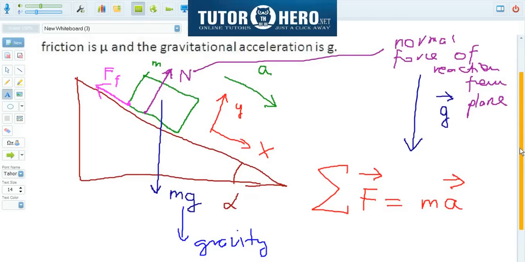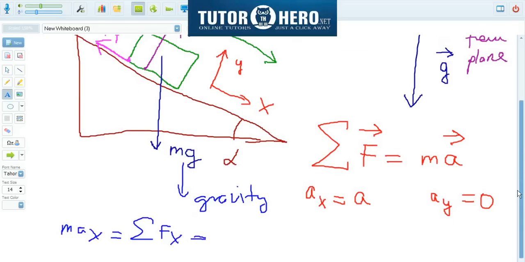Newton's law on the x-axis: you see that ax is equal to a because the acceleration is in the x direction. ay is equal to 0 because there is no acceleration in the y direction. That's why we chose the axes this way. So max is equal to the sum over all forces on the x-axis. Now, what forces are on the x-axis? Well, there's another thing we have to do. We have to project the gravity force on the two axes. Here's the angle alpha. So you see that this projection is equal to mg times cosine alpha. And there is also the projection of the gravitational force in the x direction, which is here. And this is equal to mg sine alpha.